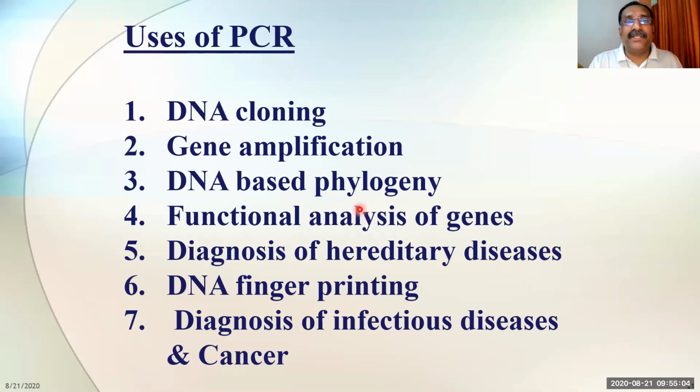So what are the uses of PCR? Look at the points one after the other. There is no need to explain. Number one, DNA cloning. DNA cloning, you know, is only multiplication. Making exact copies, gene DNA cloning, gene amplification. What we are talking about now is gene amplification only.